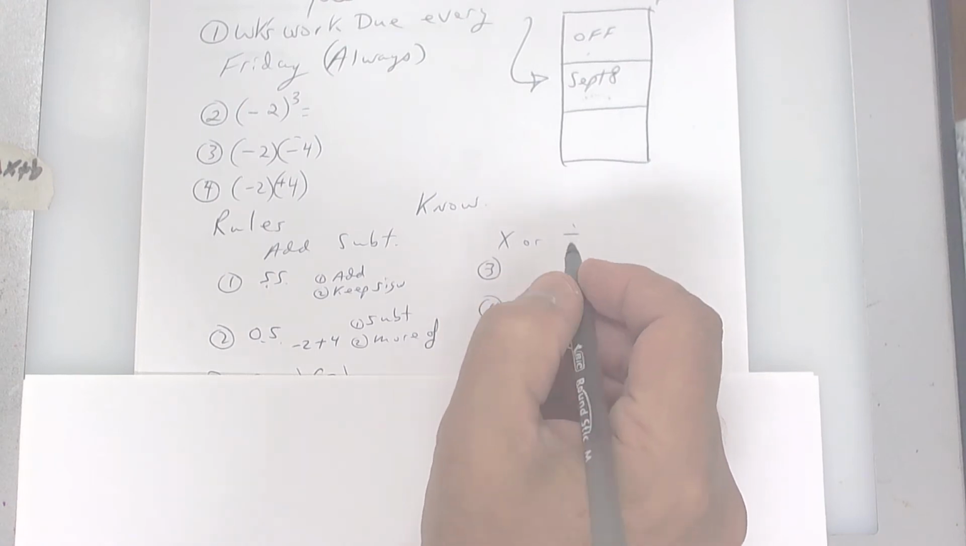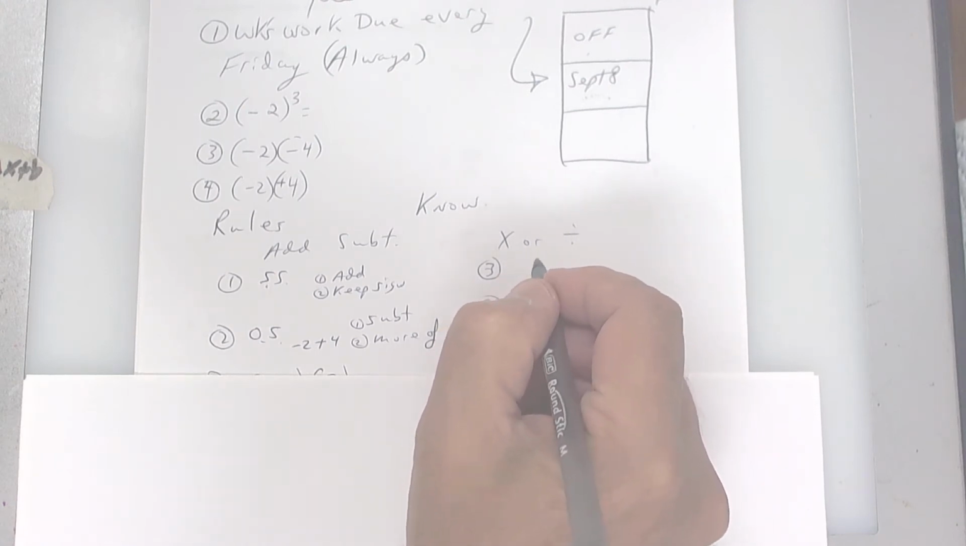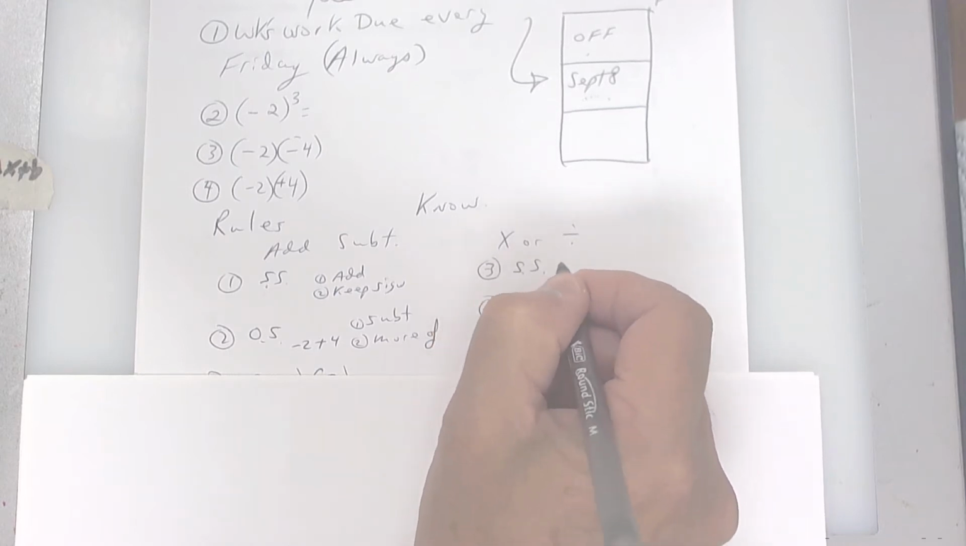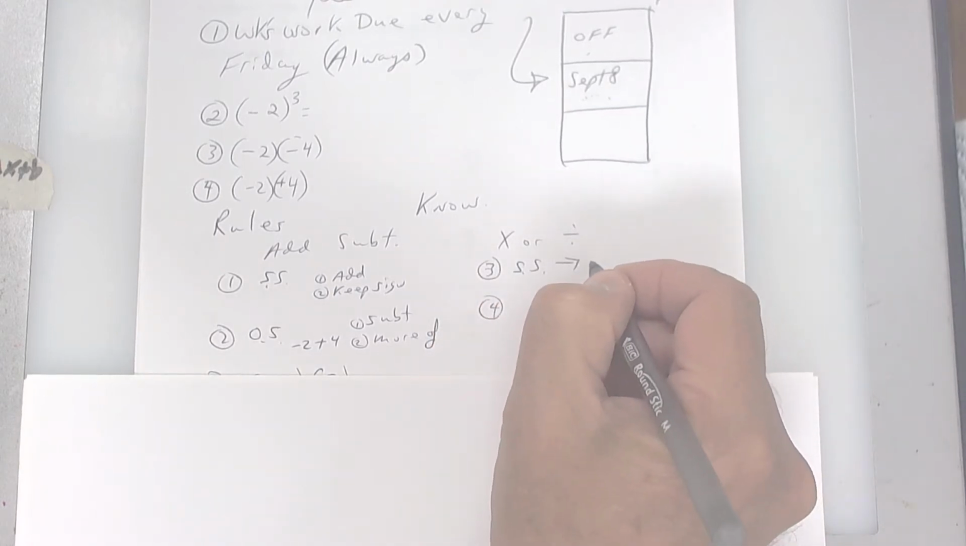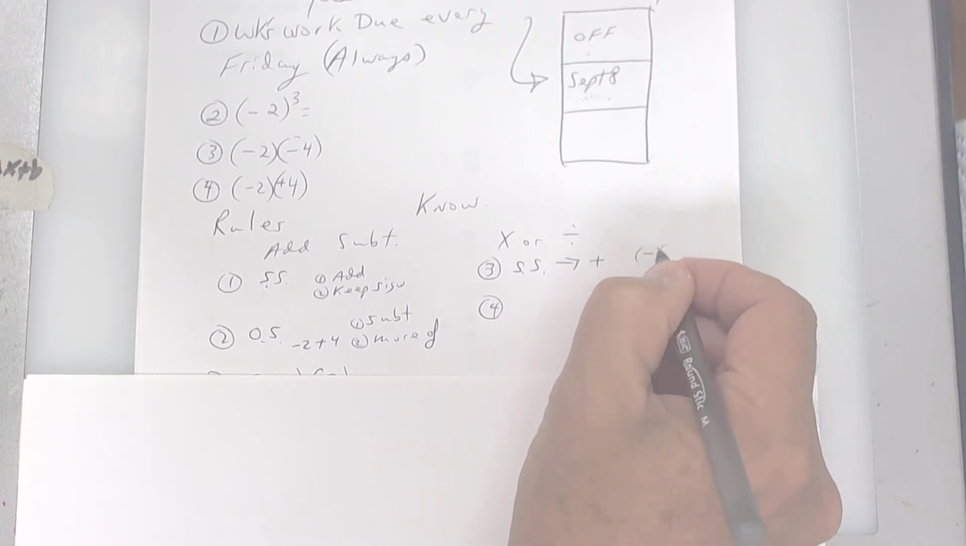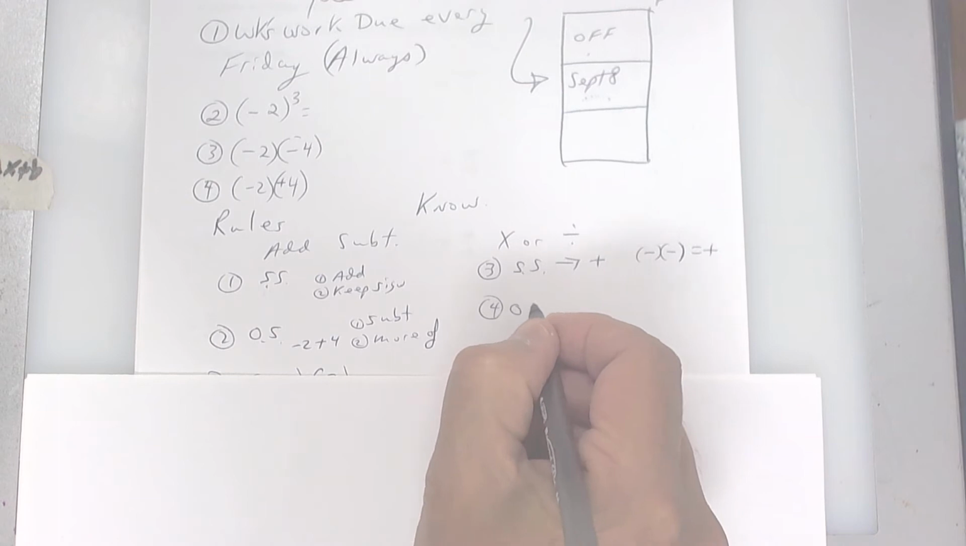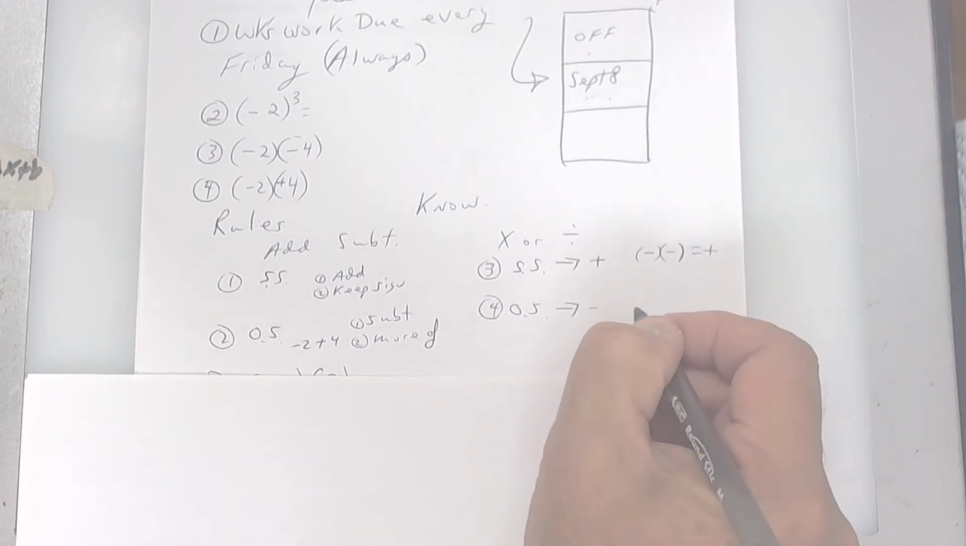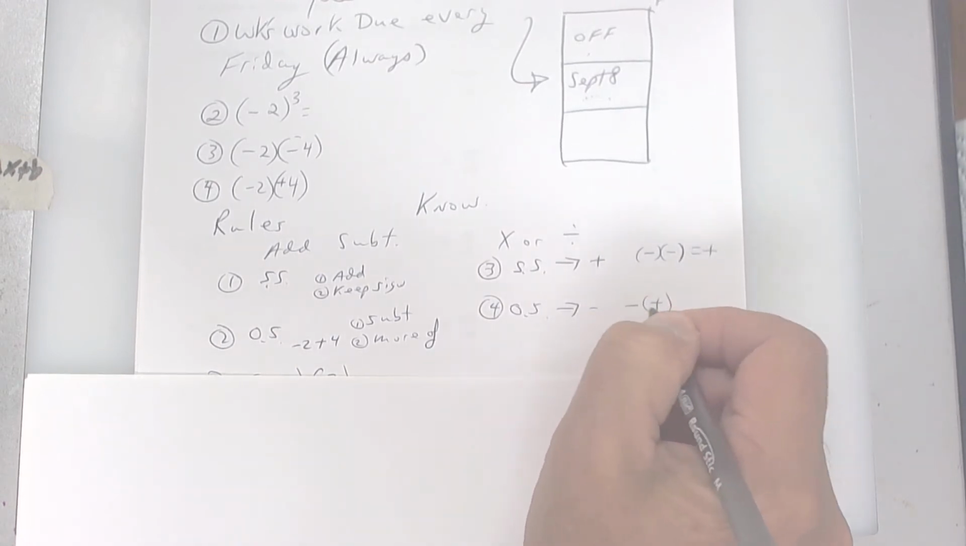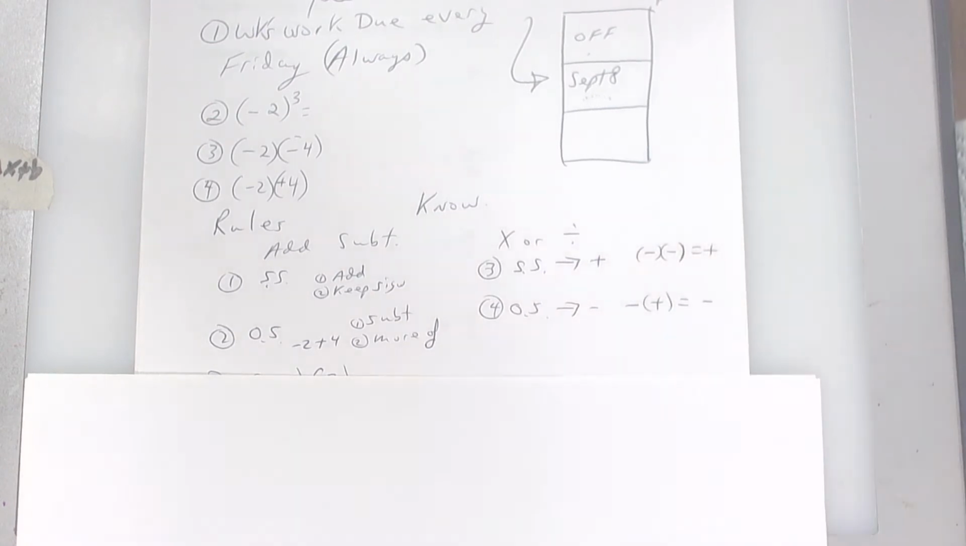When you multiply or divide, if it's the same sign, it will be a positive. So a negative times a negative will be a positive. If it's opposite signs, it will be a negative. A negative times a positive is opposite, so that would be a negative. Make sure you know these rules. All right, on a new sheet of paper, try this.